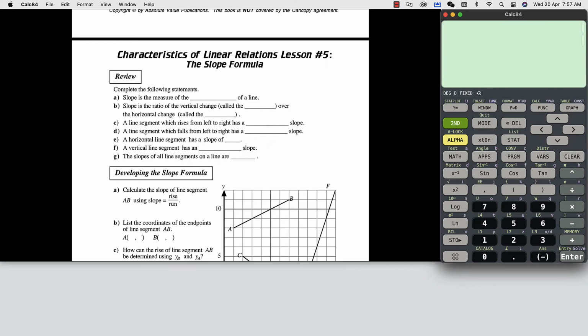Hey everyone, Mr. Voikin here, and this is Unit 8, Lesson 5. We're going to review from Lesson 4 and continue on expanding into the slope formula.